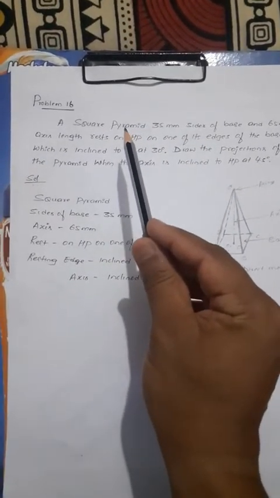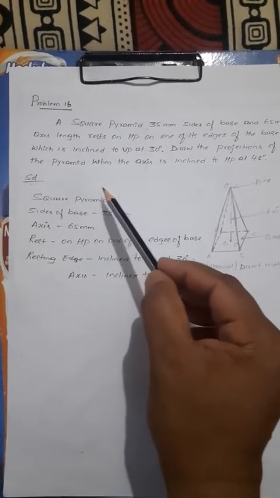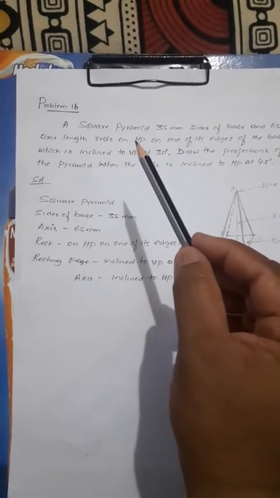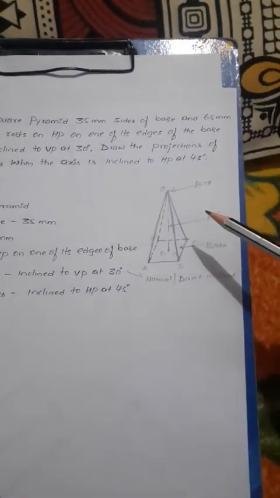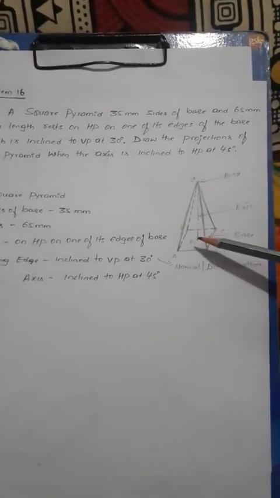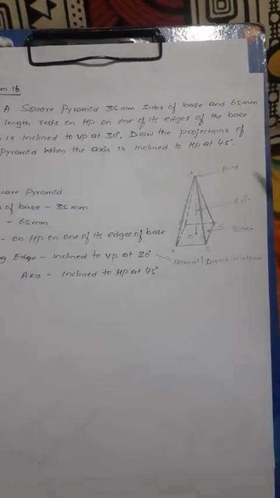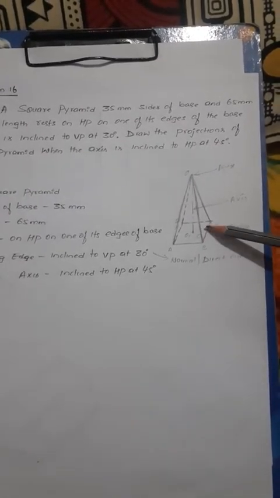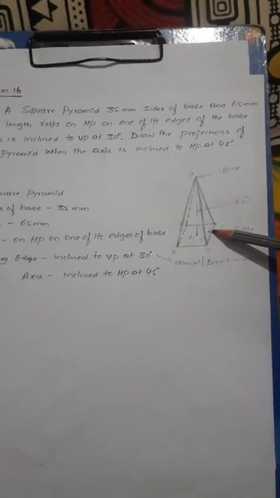Now what type of solid is given? It is a square pyramid. What is a pyramid? A pyramid has only a base and an apex at the top, and when we join lines from the apex to the base corners, we get triangular faces. See, this is a pyramid, right? It has a base and an apex, no top face here. There's a difference between a prism and a pyramid. A pyramid has only one base, the bottom face.